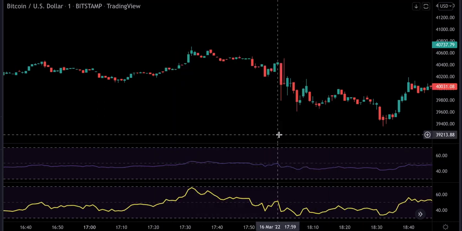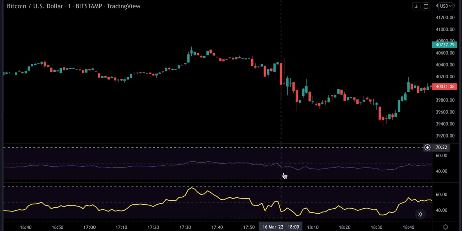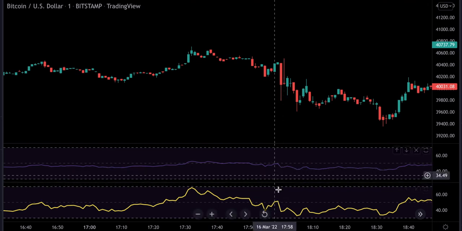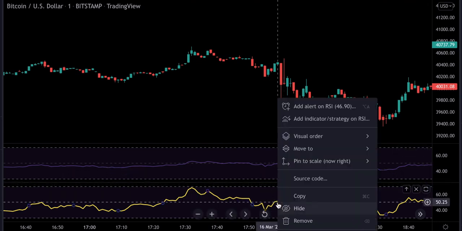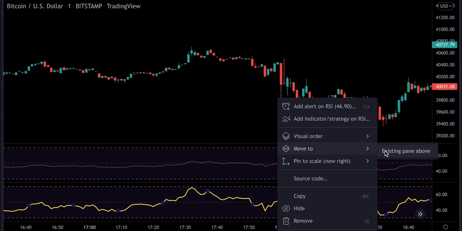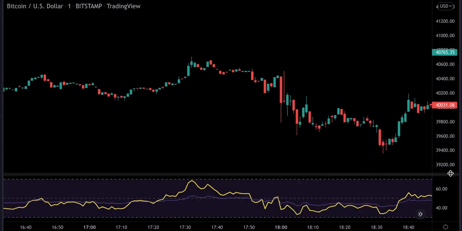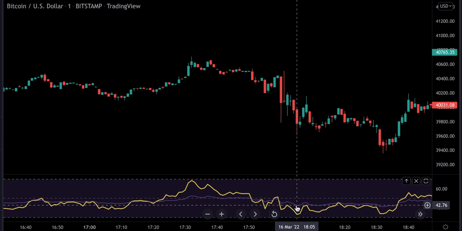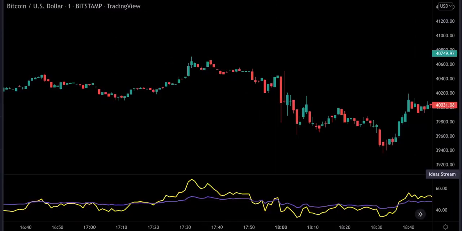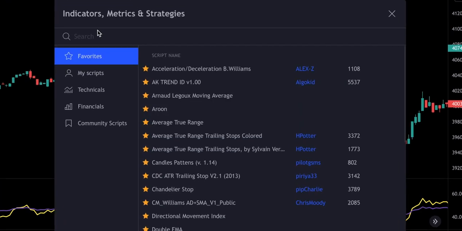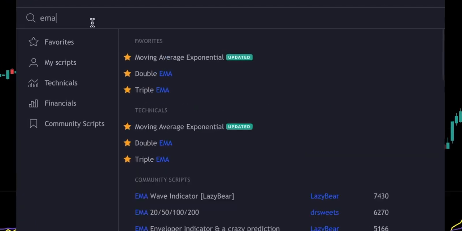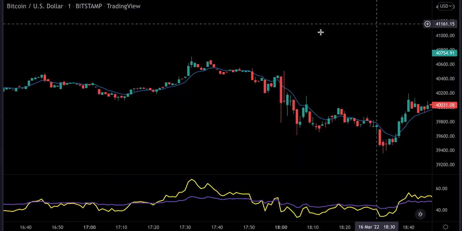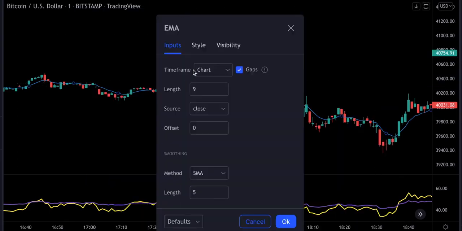And there we go. The next thing we need to do is combine these two indicators on one pane. For that, we're going to click on Move to Existing Pane Above. We can also remove the background and these lines and make this purple line a bit more visible. Now we have our indicators set up and ready, and for the next indicator we're going to use an EMA, exponential moving average, and we're going to change the settings from 9 to 60.